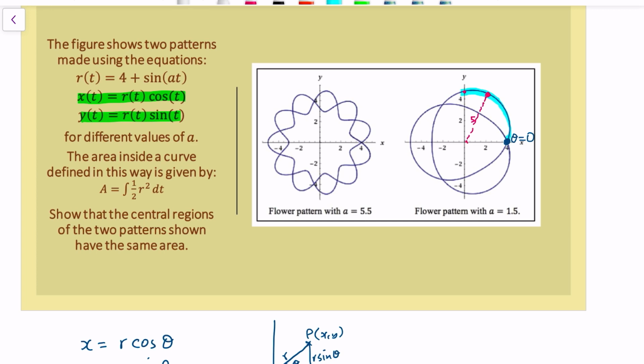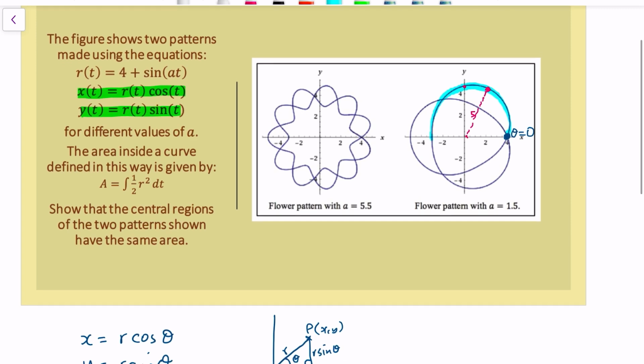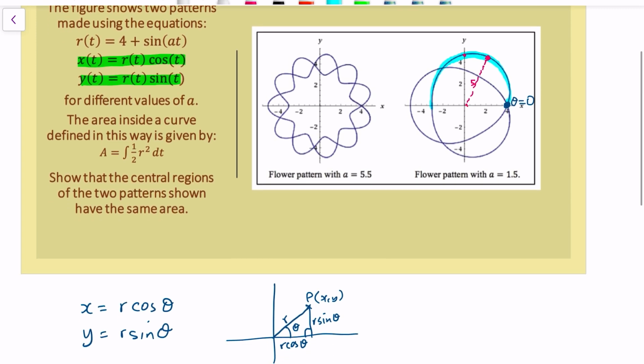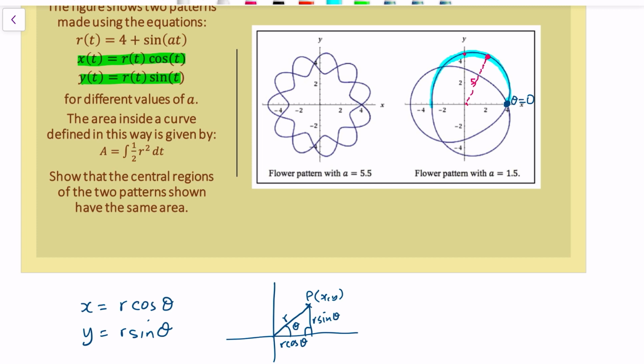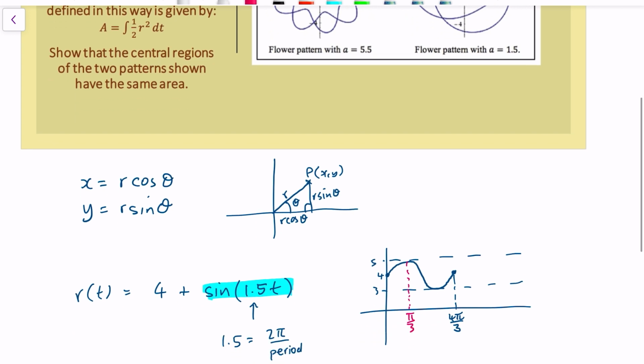So if we follow that round, we get to a radius 3 away from the origin. We don't think of the x value as being negative. It's the r value, the distance from the origin. So that's 3 there, and that's at theta equals pi. And theta equals pi is here.